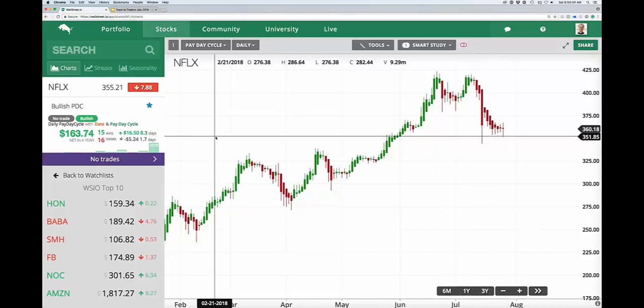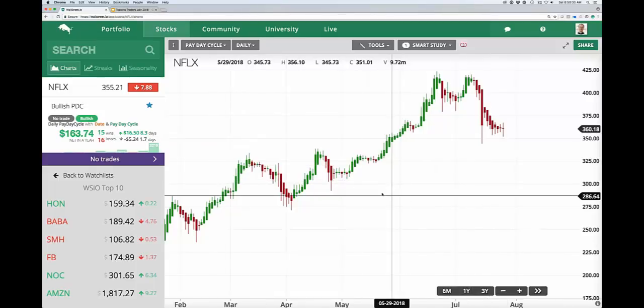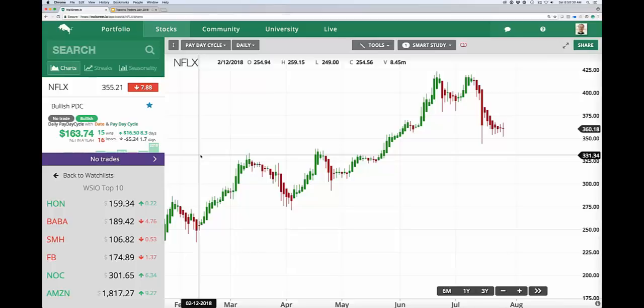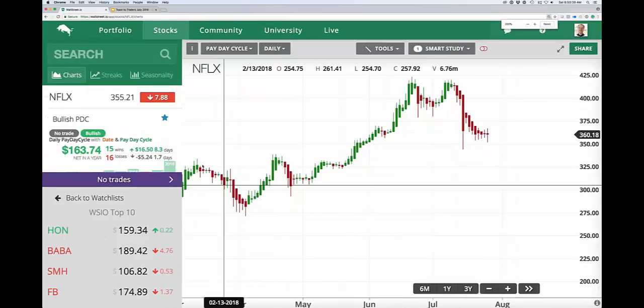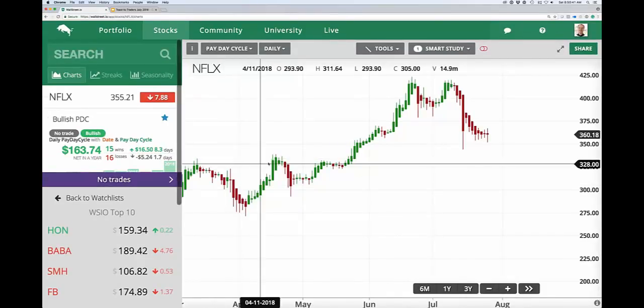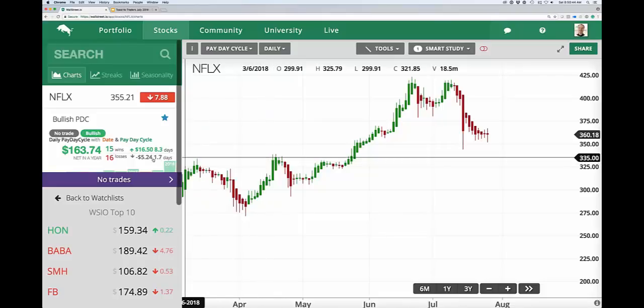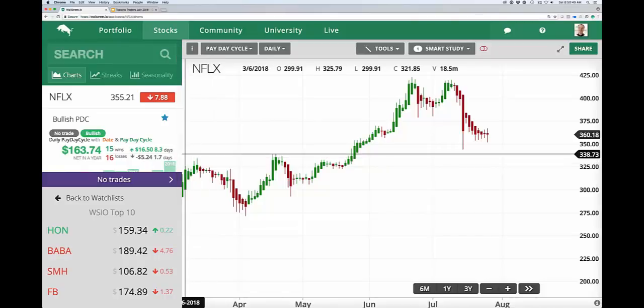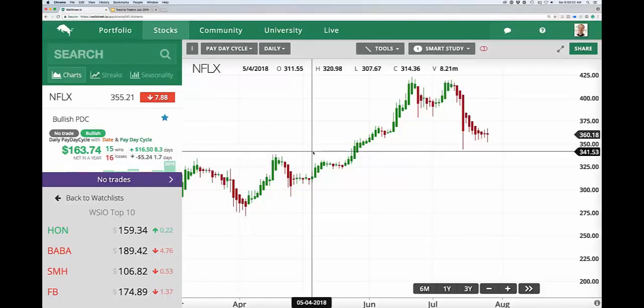I want to highlight for you how successful this payday cycle strategy is with Netflix. Check it out. Again, batting average hovers around 50%, but the average win is almost 3 times the average loss. $16 for the average win. Average loss is only $5.24. Again, lasting about 8 days. There's this magic number in the market, about 8 days. 6 to 8 days is a normal cycle for a lot of these stocks.